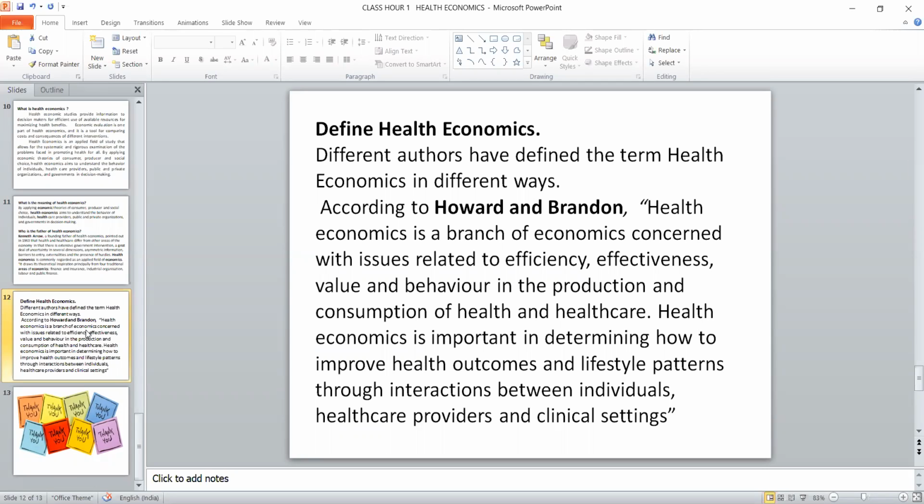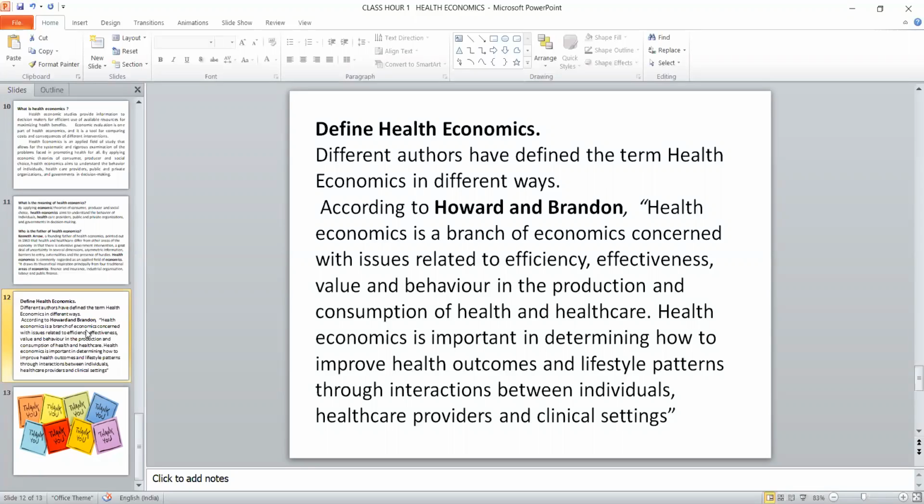This definition is given by Howard and Branson, and the definition goes like this. Let me read the definition. Health economics is a branch of economics concerned with issues related to three factors. What are they? Efficiency, effectiveness, and value. And it is the behavior in the production and consumption of health and healthcare. This is the most important line in the definition. I will repeat again: the behavior in the production and consumption of health and healthcare.